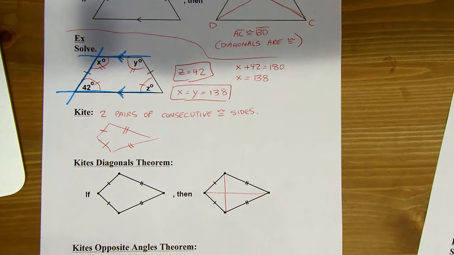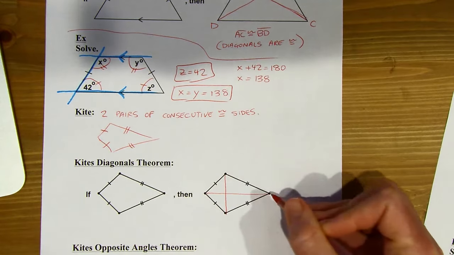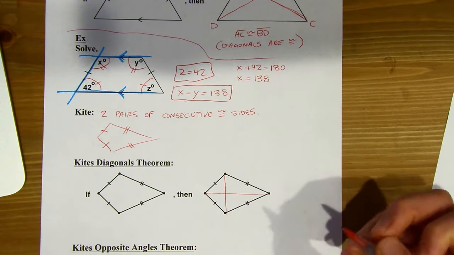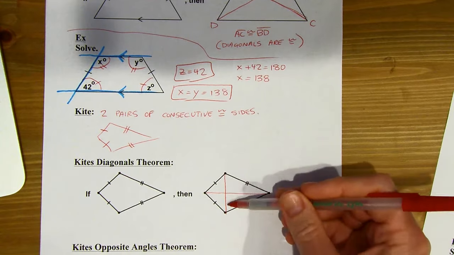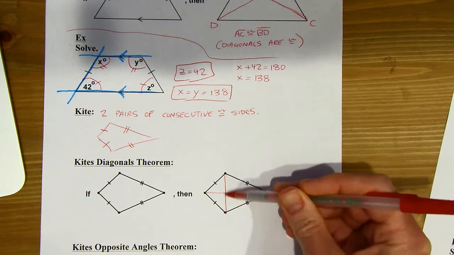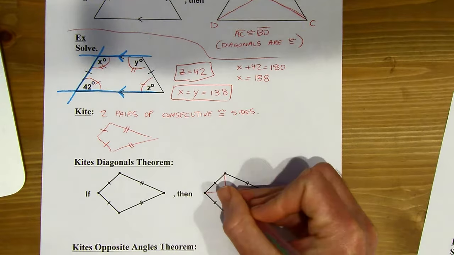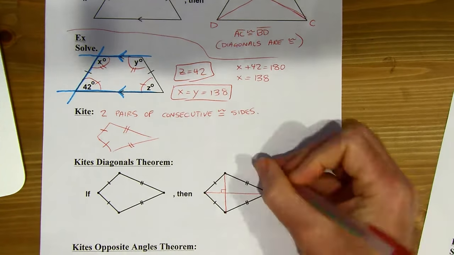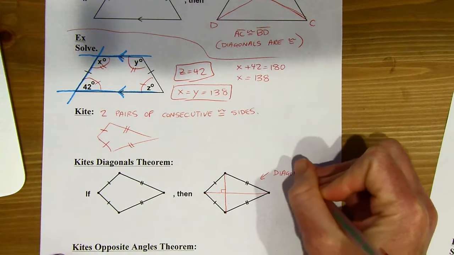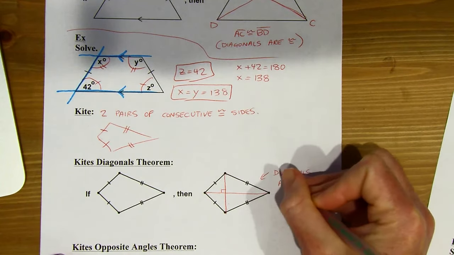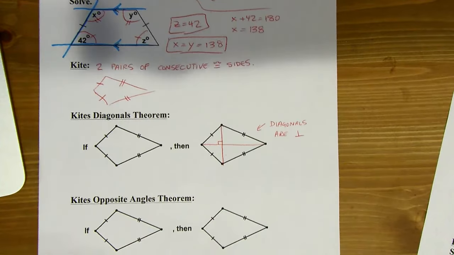Do they appear to be congruent? I don't think so. I think I've got a short diagonal and a long one. And you're always going to have a short and a long one on a kite. Do they bisect each other? Well, this one actually does get bisected. The shorter one gets bisected, but the longer one doesn't. It's cut into a short piece and a long piece, but they are perpendicular. Diagonals are always perpendicular for kites. There's the diagonal kites theorem.